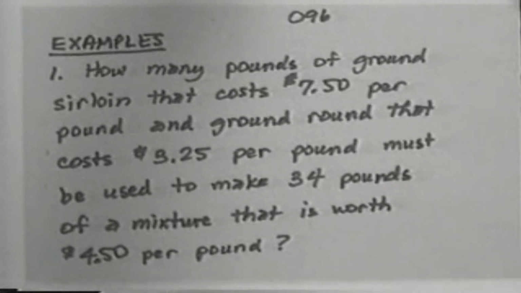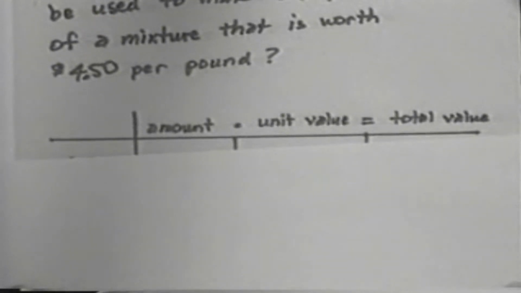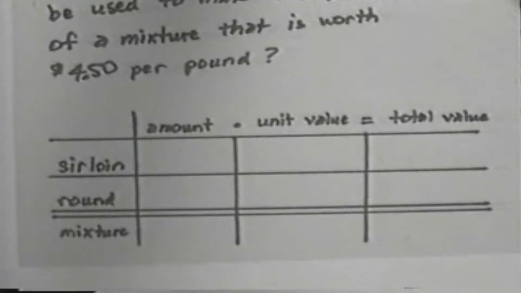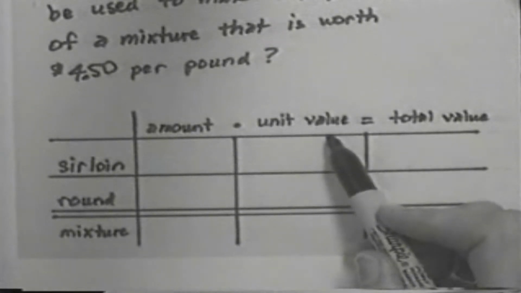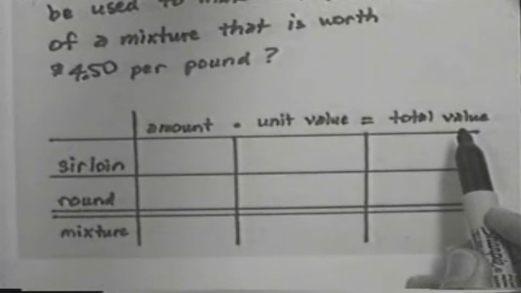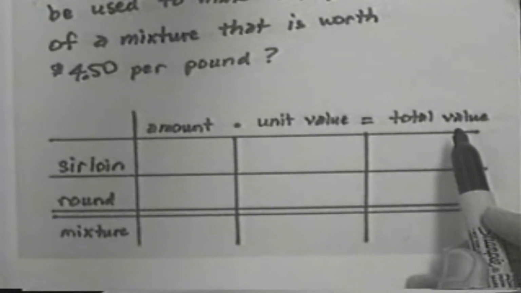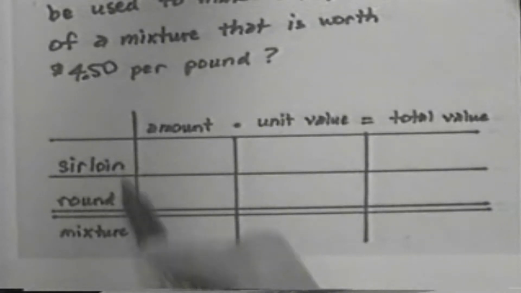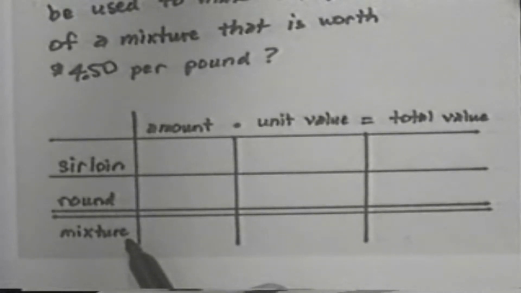To solve this problem, we'll set up a table. This is very much like the interest problems that we had on tape 095. This time the formula is amount times unit value equals total value. We're mixing two things, sirloin and round, to get the mixture.